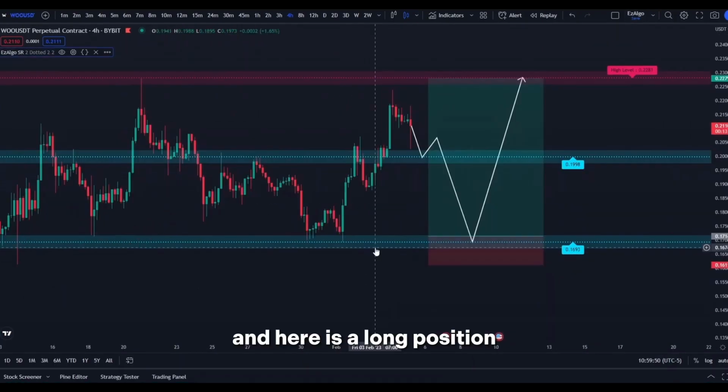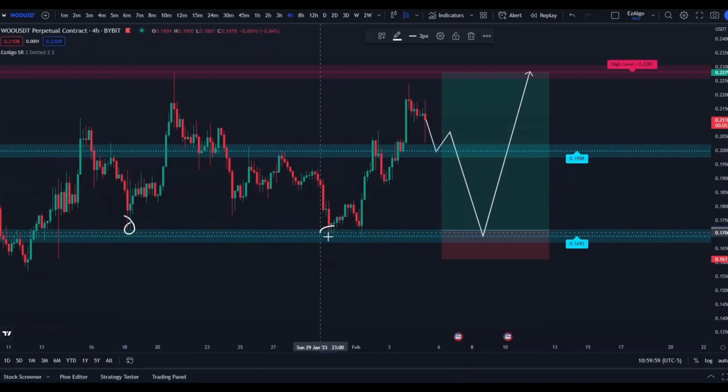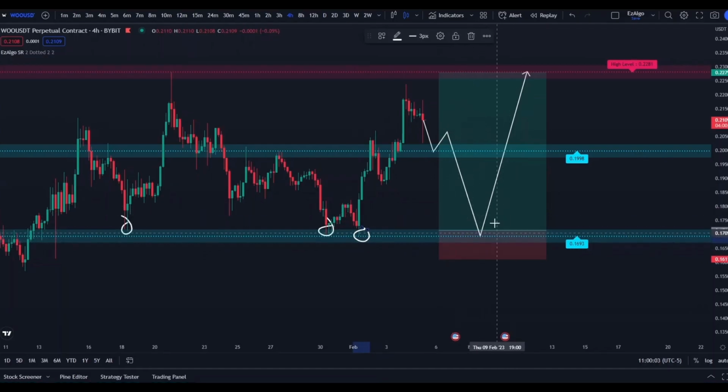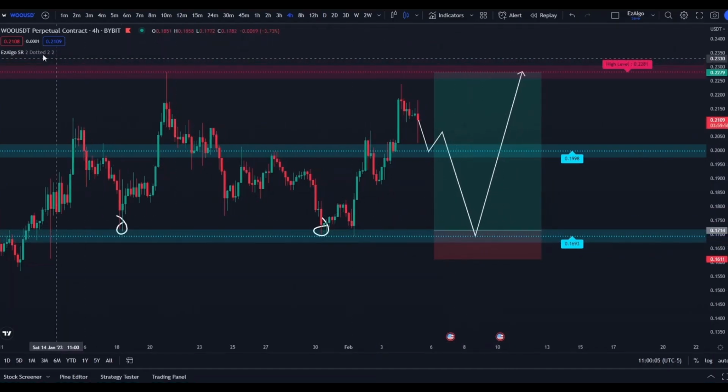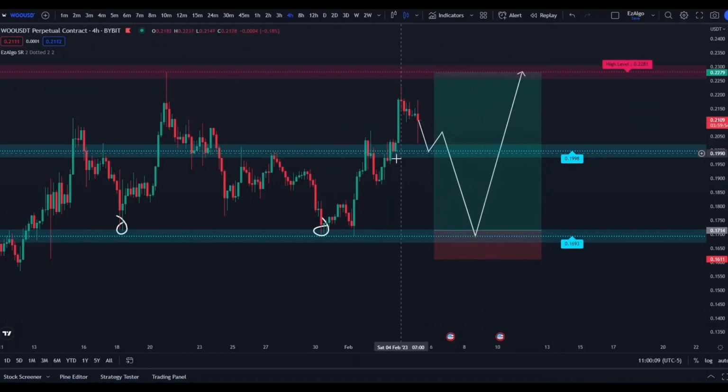All right, and here is a long position I'm currently looking at on Woo USDT. The reason being is that we've rejected from the support zone 1, 2, 3 different times in the past. So chances are if price comes back down to the support zone, we're going to see some sort of reaction. Now, am I expecting a 33% move on no leverage? Not necessarily, but I am expecting some sort of bounce from this level.